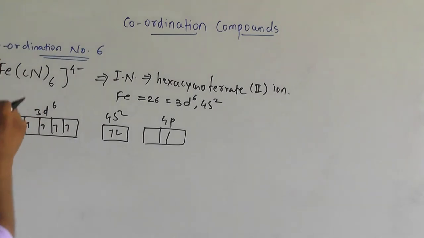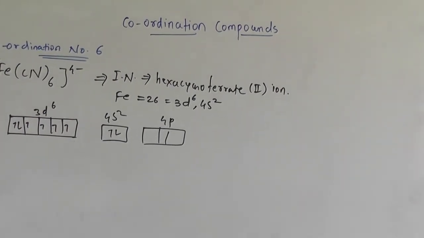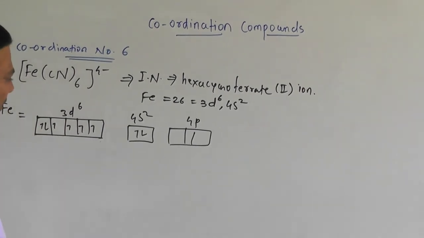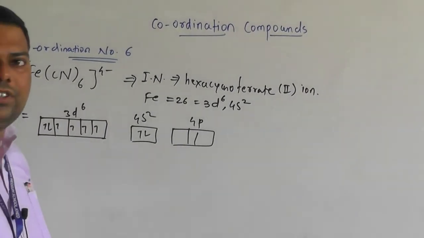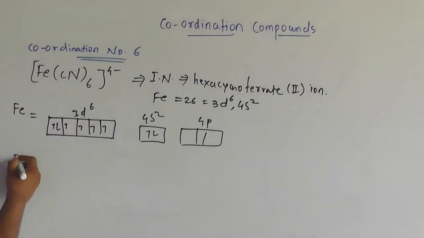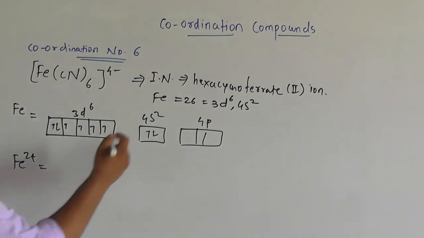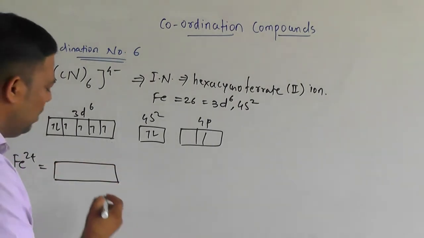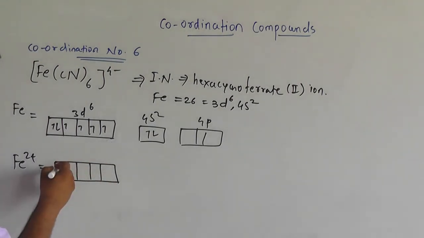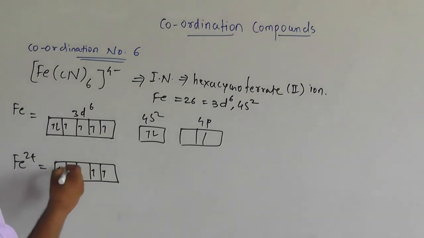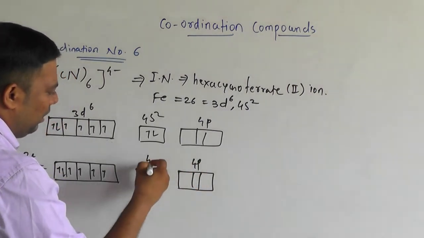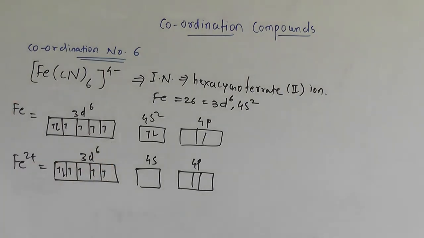Now see what will happen. Your 3d6 4s2. For Fe2+ we have to show what, beta? For Fe2+, how can we write? These two electrons will go out, because with 2 plus, 2 electrons are lost. So I am writing 1, 2, 3, 4, 5, and here 6 for 3d6, and 4s is empty, and 4p is also empty. Understood? I hope you understood this.